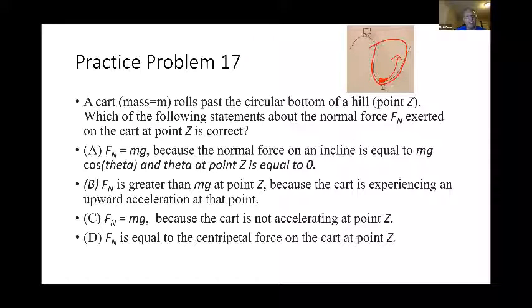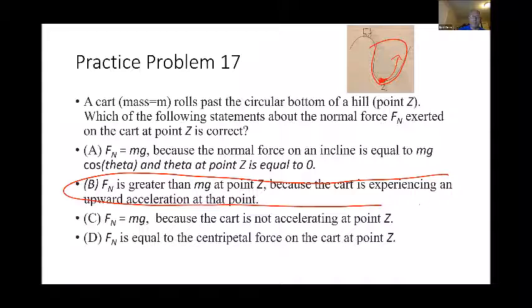If there's no other external forces besides the normal force and the weight, the normal force has to be greater to cause that thing to accelerate up that hill. So at point Z, the normal force is greater than the weight mg. And that is choice B.